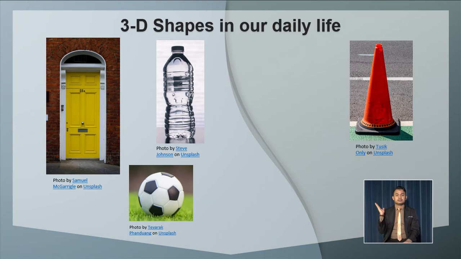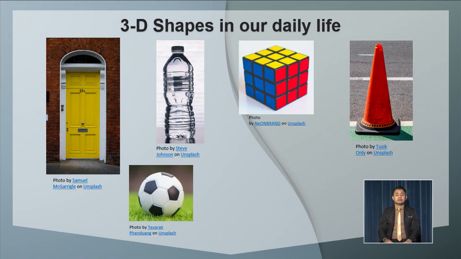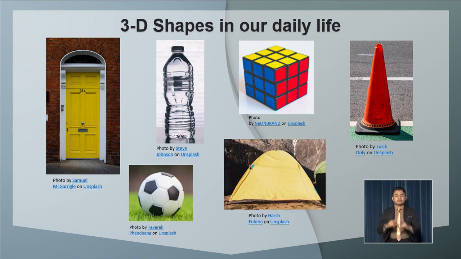This is a Rubik's cube. What is the shape of the Rubik's cube? Excellent! The shape of the Rubik's cube is a cube. This is a tent. What is the shape of a tent? That's correct! The shape of the tent is a pyramid.